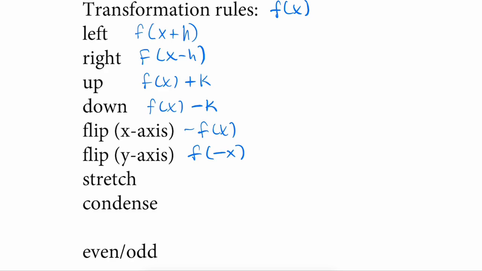Stretching and condensing. So let's kind of talk about what that means. Okay, so if we want to stretch it vertically, then our a has to be bigger than 1, and it is going to be on the outside of our function, okay? If we want to condense it vertically, and let's even say the absolute value of a has to be greater than 1. Let me make that prettier.